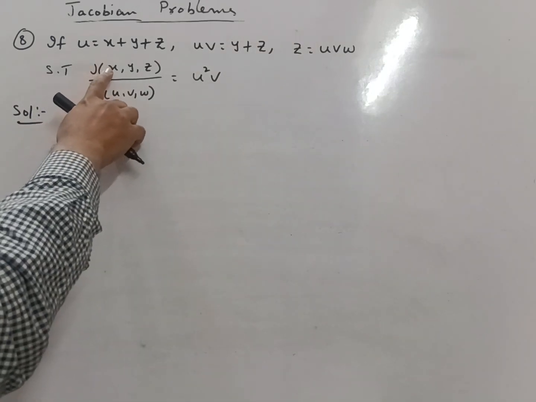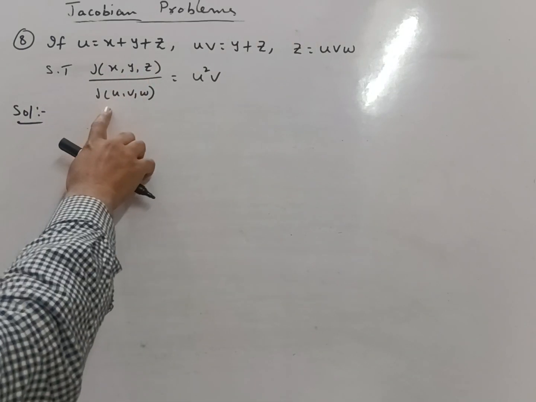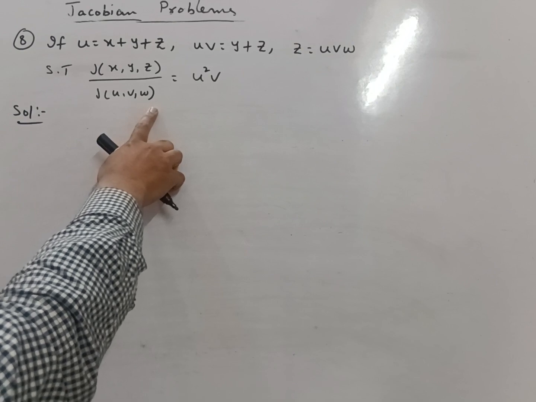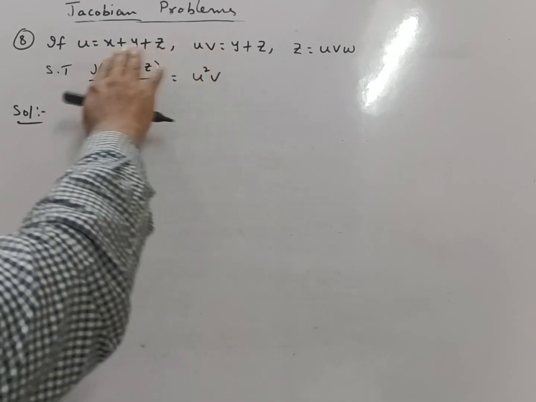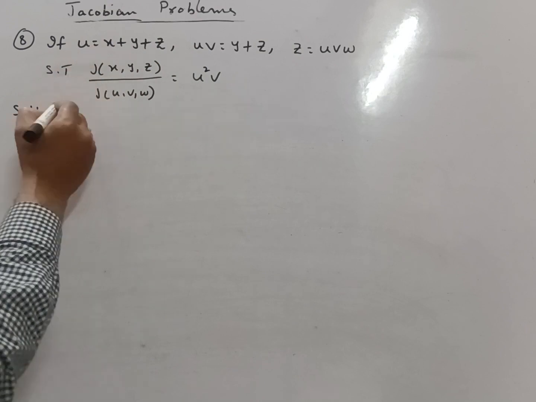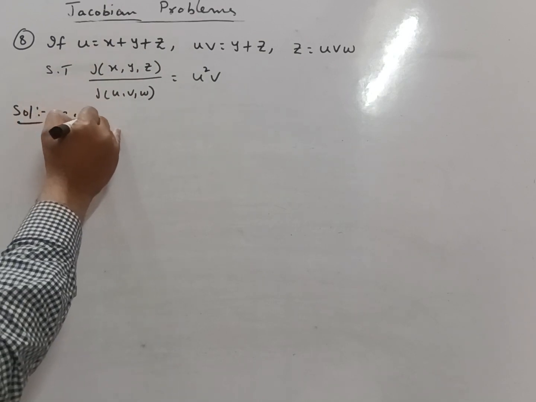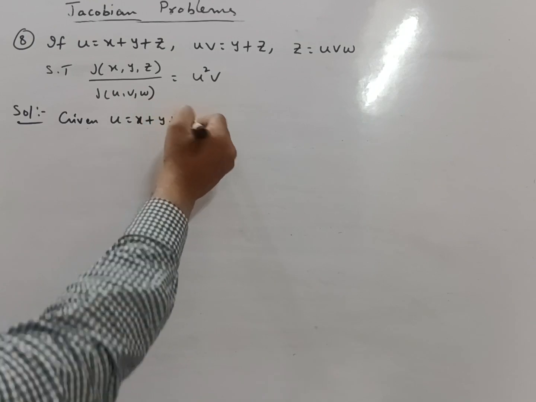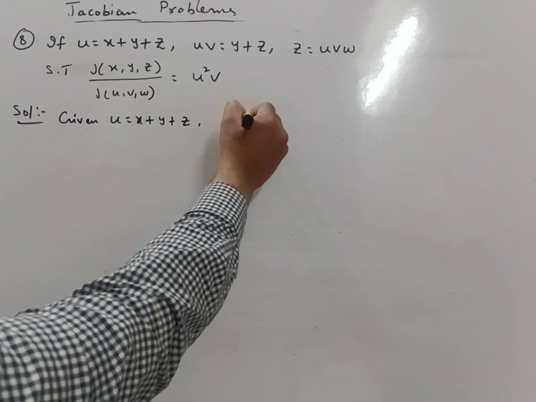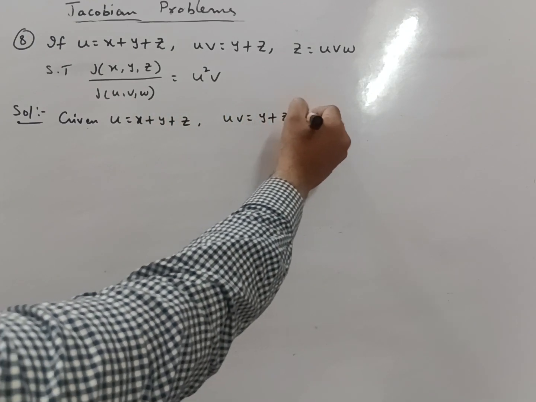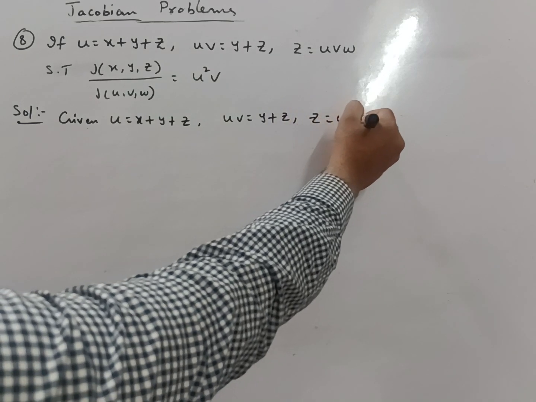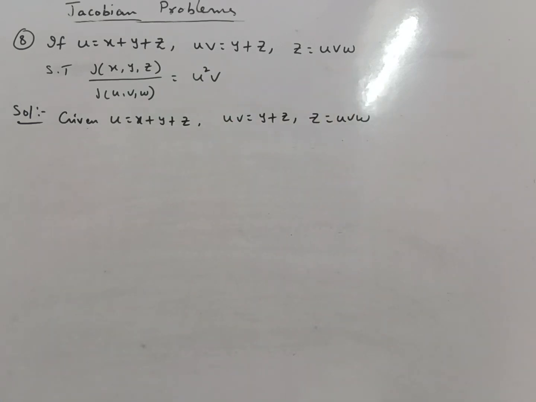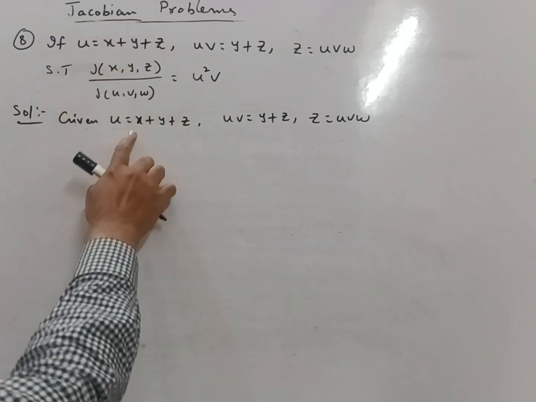He is asking for the Jacobian of x, y, z with respect to u, v, w. Correct? So first you have to separate. The combinations are given here. Given u is equal to x plus y plus z, uv is equal to y plus z, and z is equal to uvw. Now I need x, y, z values in terms of u, v, w.